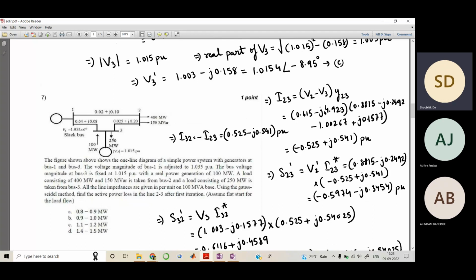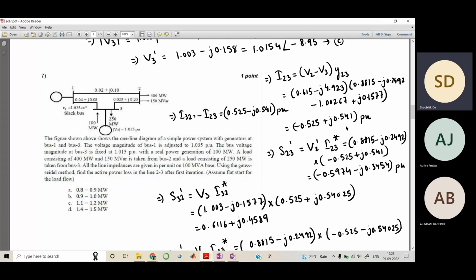So I23 after the first iteration would be what? It is very simple. V2 after the first iteration. I have forgotten to put this one here as a superscript. I will make the corrections before I upload this PDF file. So this would be V2 minus V3 into Y23, right? You do this calculation, you get I23 to be 0.525 plus j 0.541 per unit.